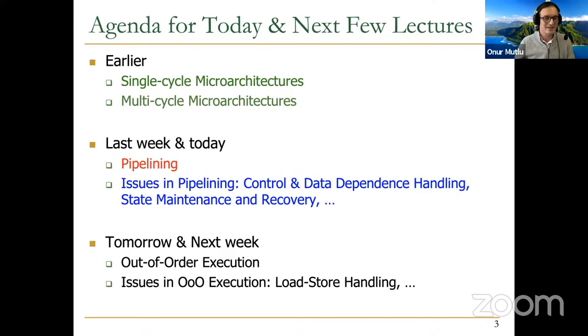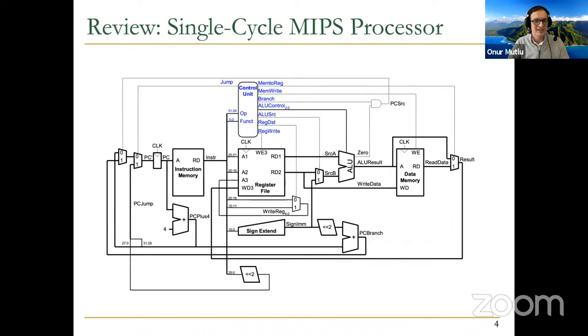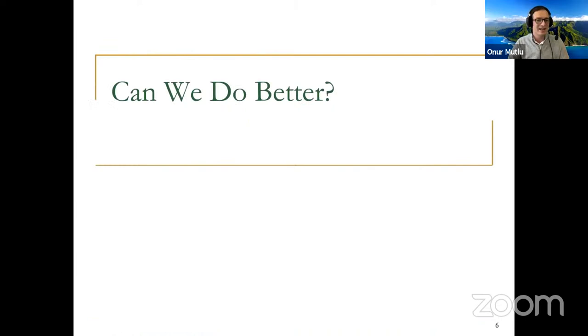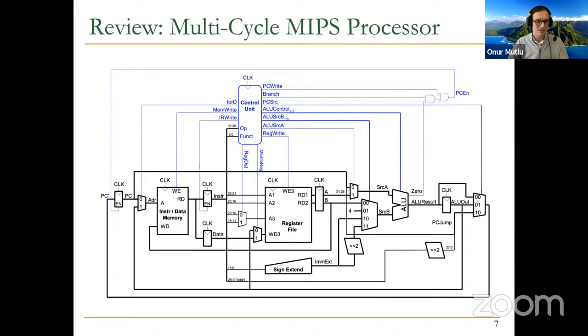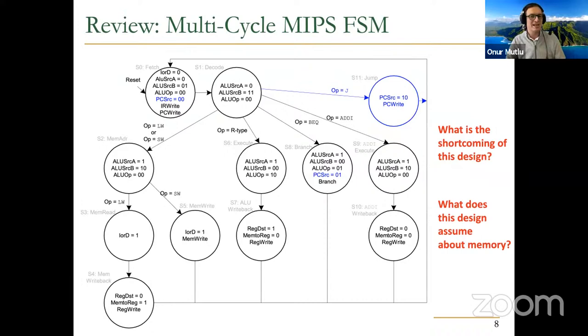Basically, what we've done so far is we've built a single-cycle MIPS processor and its control logic, which is single-cycle, as you can see, which is very simple. And we asked the question, can we do better? And that led us to a multi-cycle MIPS processor, which is, as you can see over here, its control logic is more complicated, but now you can actually extend the design much better. And we also talked about the shortcomings and upsides of this design and how we can handle multi-cycle memory operations as well. And then we asked the question, can we do better?